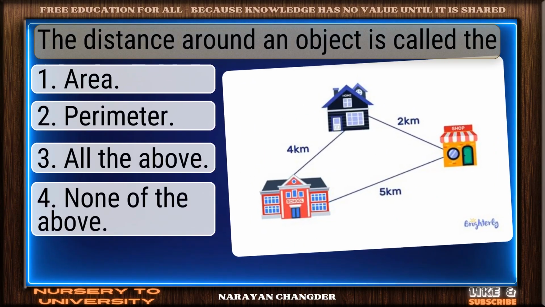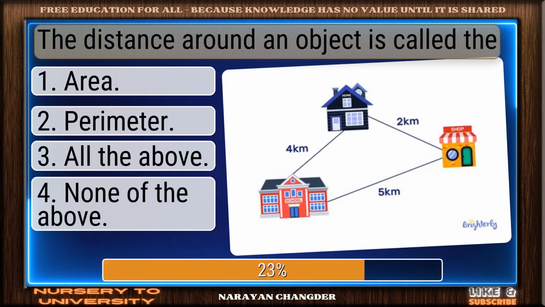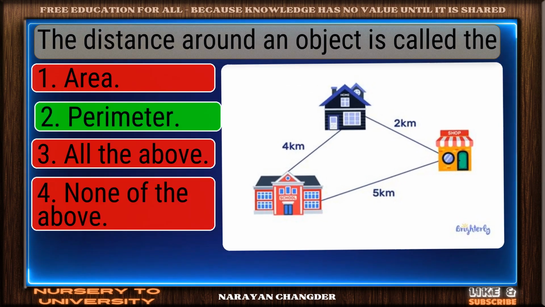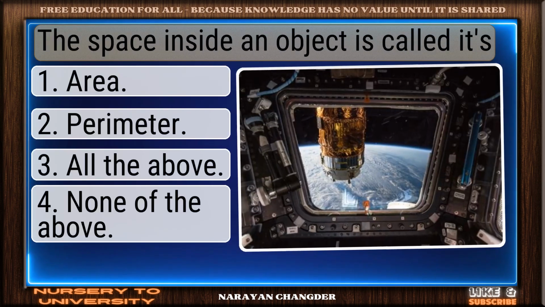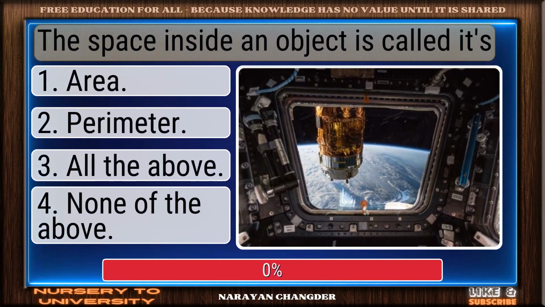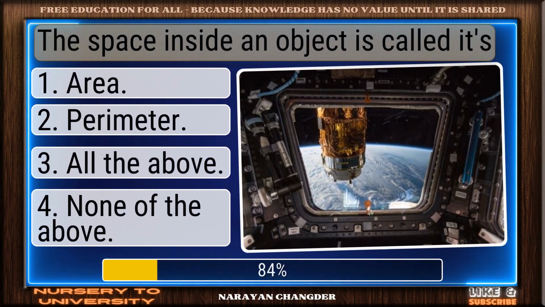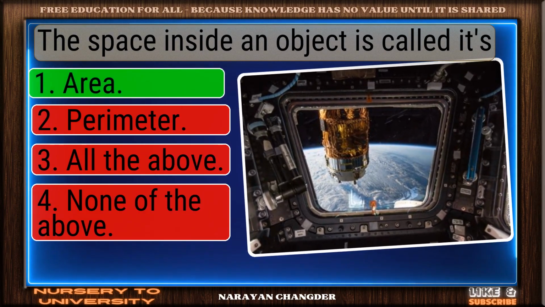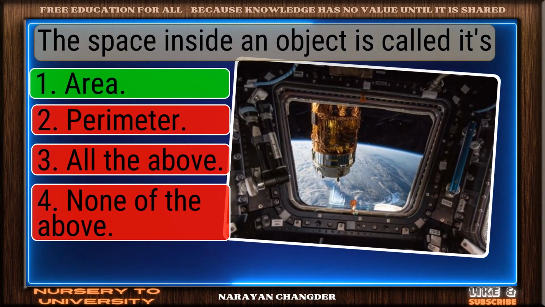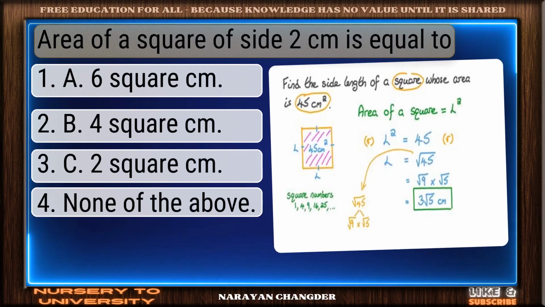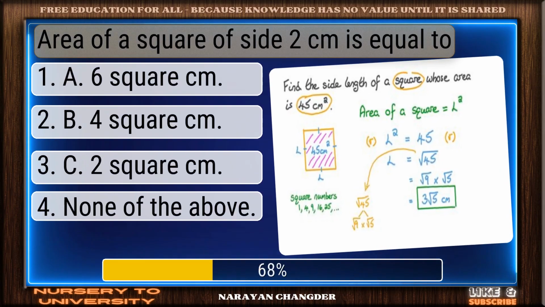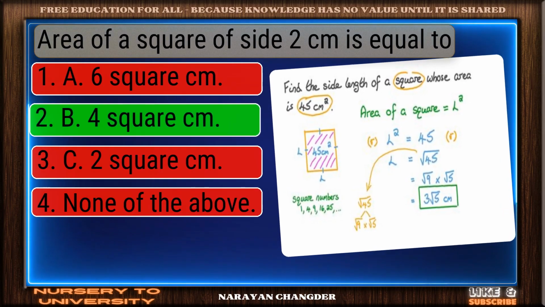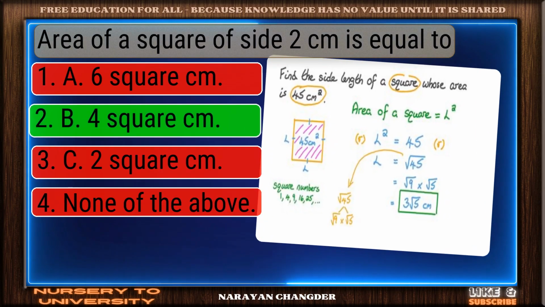The distance around an object is called the. Right choice. Perimeter is the best answer. The space inside an object is called its. Clear logic. Your choice, area, is sound and 100% true. Area of a square of side 2 cm is equal to. Smart pick. B, 4 square cm is the correct choice.